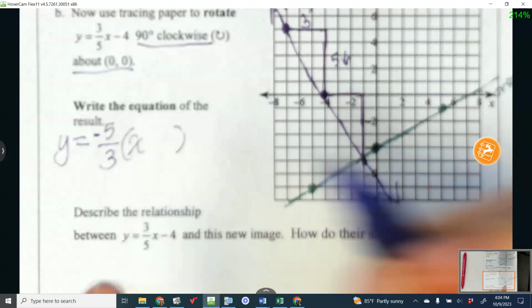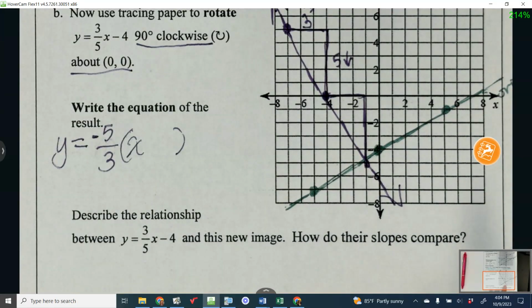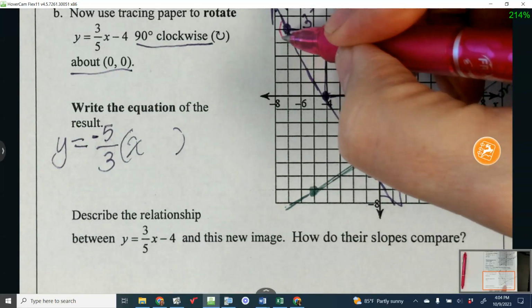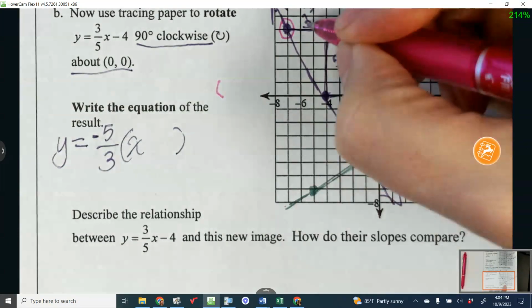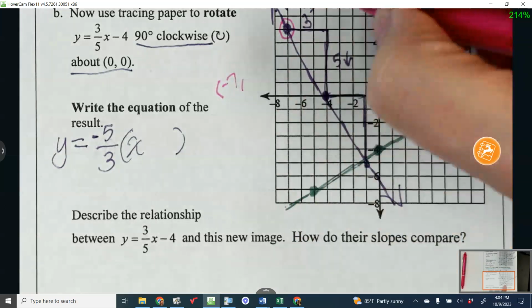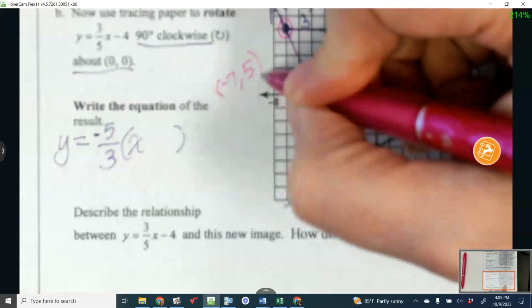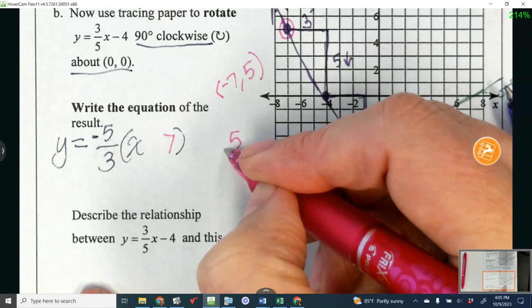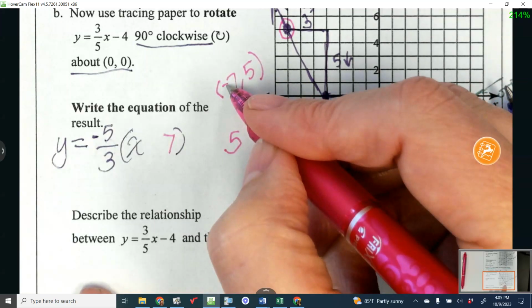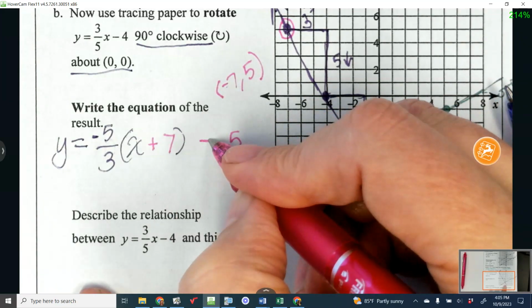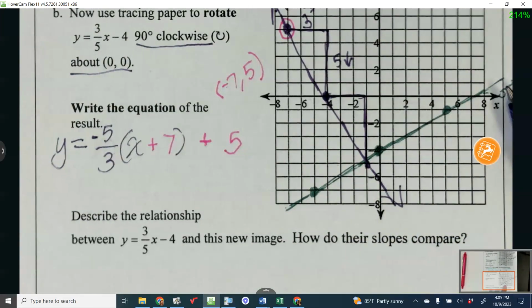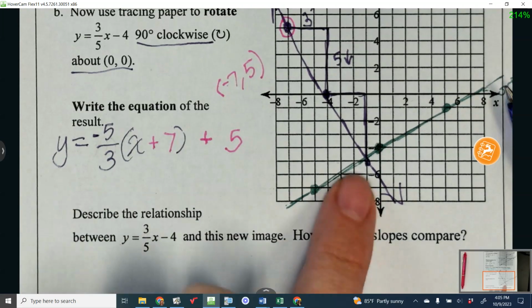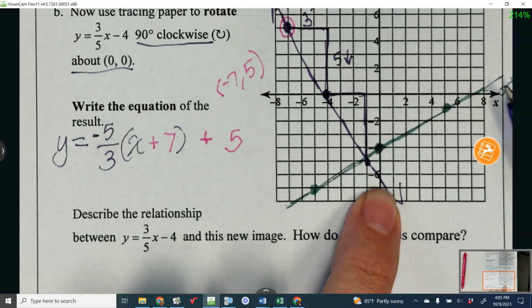Parentheses, x minus... now I'm going to pick a point to use for this. We can pick the y-intercept, this one. My point is going to be (-7, 5). So 7 goes in here, and the 5 goes out here. Since it's minus a negative, this is plus, and this is also plus. So there's our equation in point slope form instead of slope intercept, because my y-intercept is not this clean.